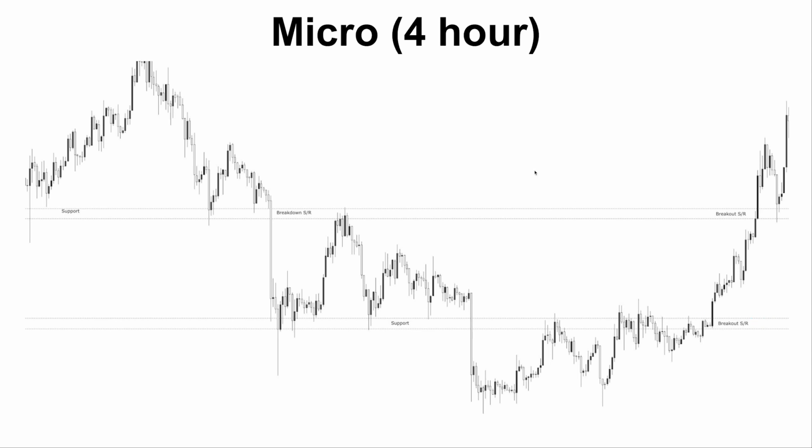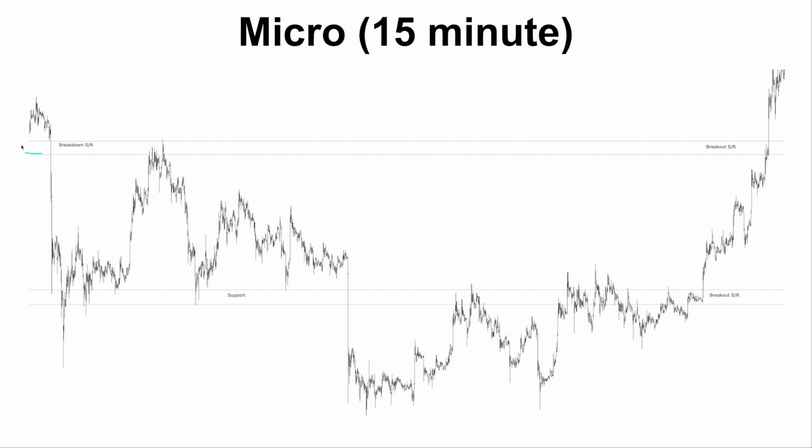So looking at this on a 4-hour chart, let's drop time frame to a 15-minute and see what kind of clues we can get. Here's our previous support zone, which has turned resistance on a breakdown SR. Here we can see on a lower time frame, there's more indication of buyers really stepping in. Here we have long lower wicks with a sharp recovery back up.